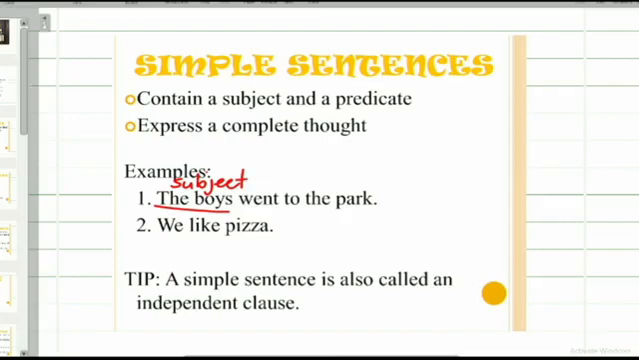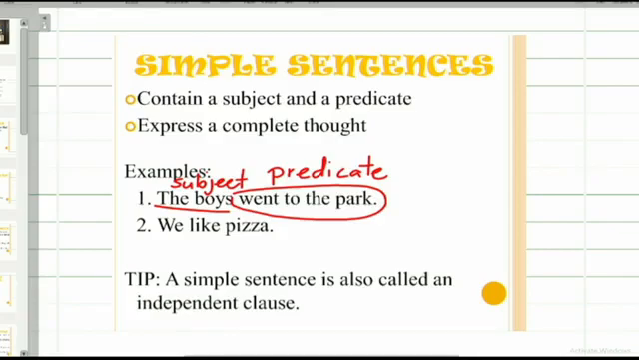This is our who. And the rest of the sentence, went to the park, is our predicate. So your predicate is everything besides your subject. So it's important that you can identify your subject and your predicate. Look at sentence number 2, or example number 2.